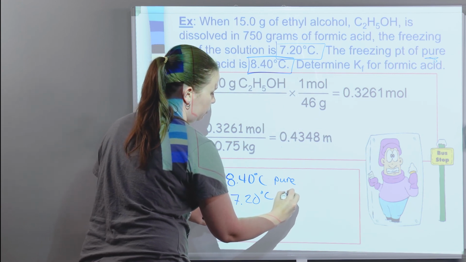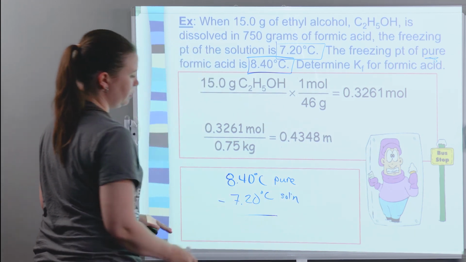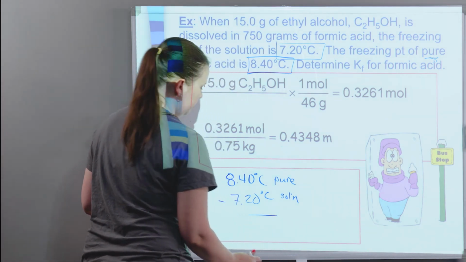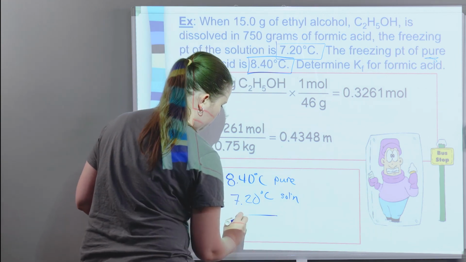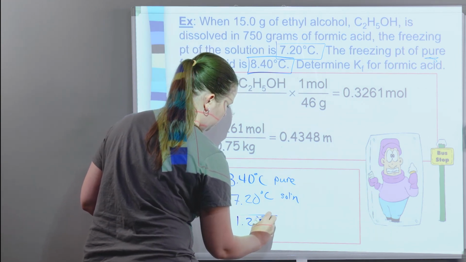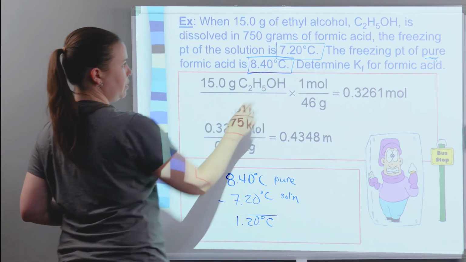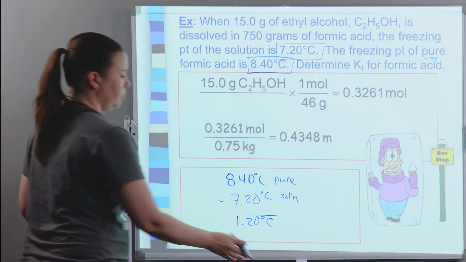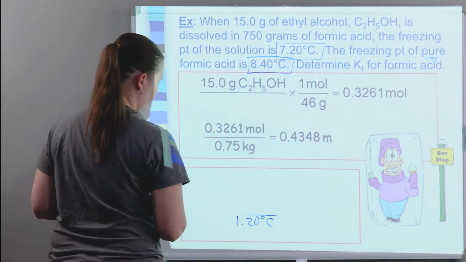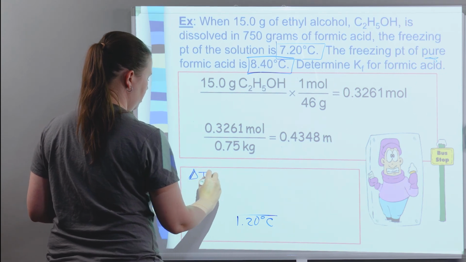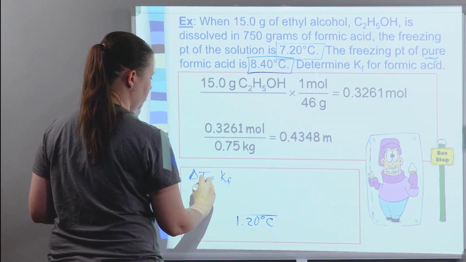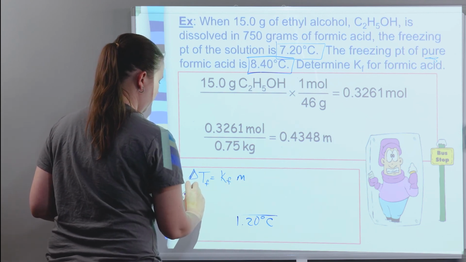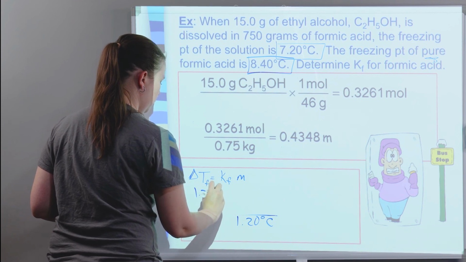We now have the solution. So what is the difference between the 8.40 and the 7.20? So our delta T would be the difference between those two, which is 1.20 degrees Celsius. Notice that we're keeping the decimal places, 2 decimal places, 2 decimal places, so my delta T is the 1.20. So now I'm going to plug that into my formula, which was delta TF equals KF times the molality. And we just determined the delta TF is 1.20 degrees Celsius.